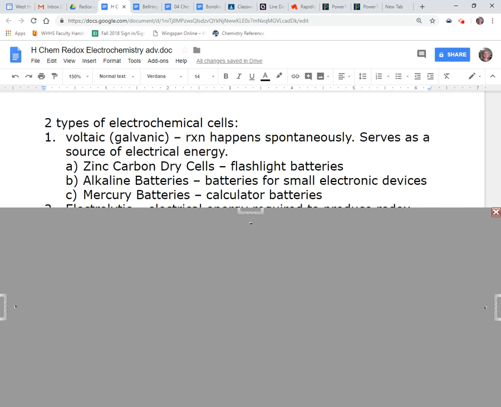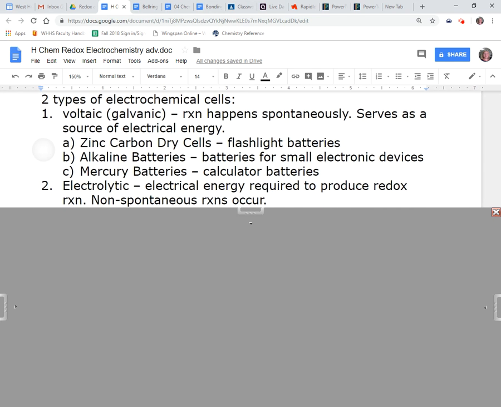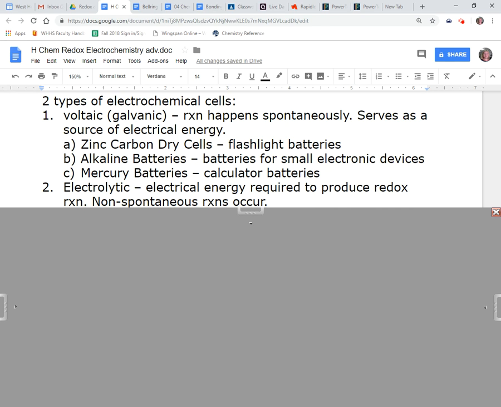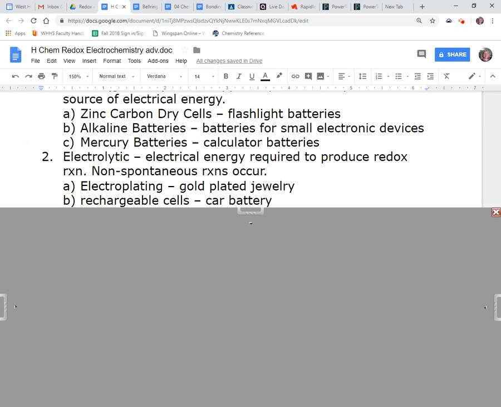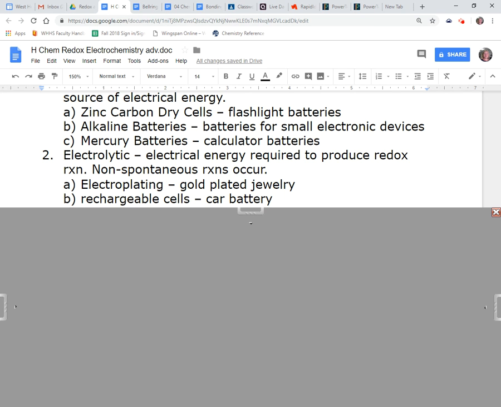The other type of electrochemical cell is one in which we use an electrical current to force a non-spontaneous reaction to happen. Those are called electrolytic cells. In an electrolytic cell, electrical energy is required to produce the redox reaction. So we're using electrical energy to force a non-spontaneous reaction to occur. This would happen in electroplating, like gold-plated jewelry. Gold normally doesn't run up to other metals and stick to it, so we actually force that reaction to happen with electricity.